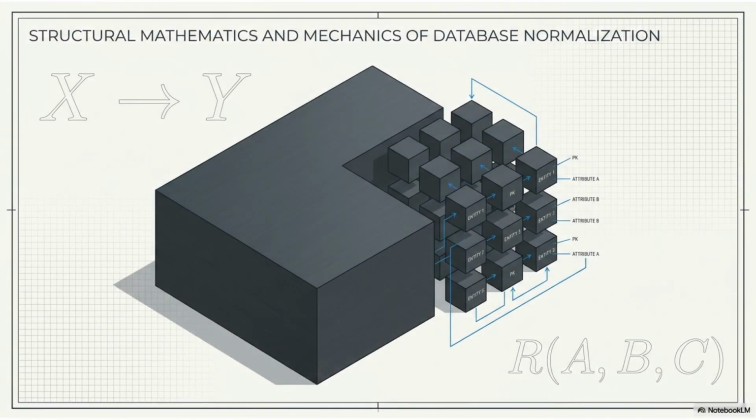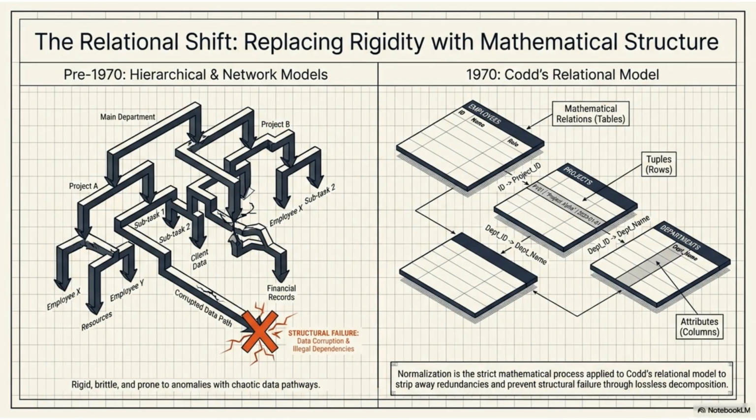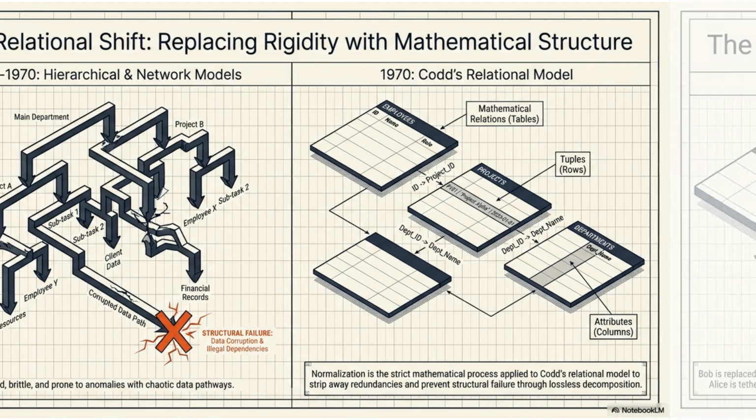Welcome to this video on the structural mathematics and mechanics of database normalization. We will explore how data organization principles create resilient, efficient systems. Before 1970, hierarchical models were rigid and prone to failure. Codd's relational model introduced tables, using mathematics to strip away redundancies and prevent structural issues.